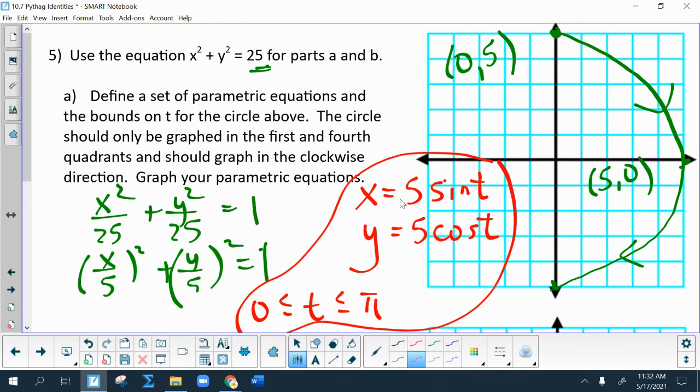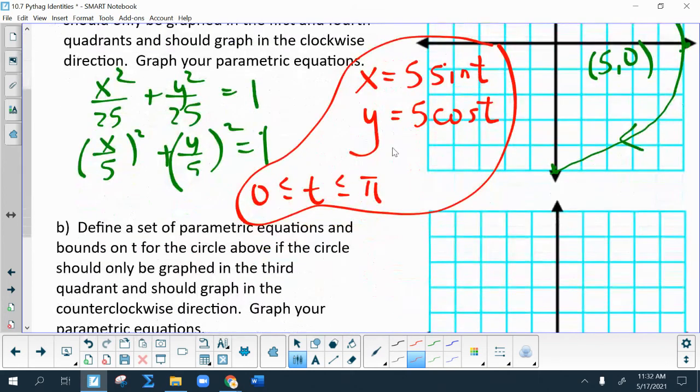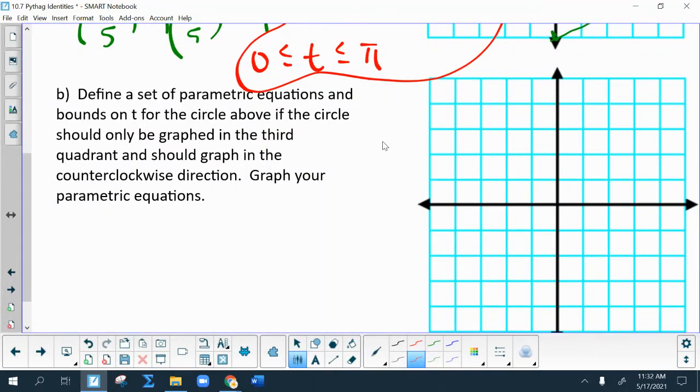Made my x be negative so that my next point would be negative 5, 0. So make x be negative if you want to go this way. All right, part B, same information.